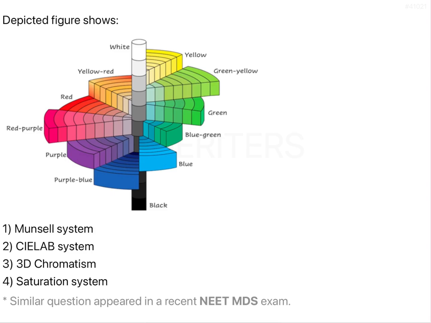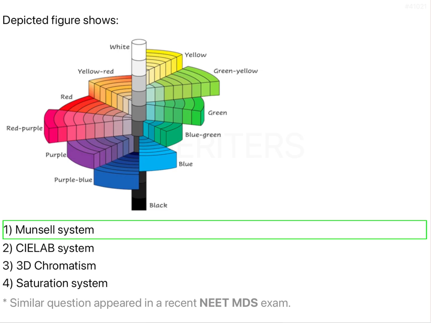The depicted figure shows: option 1, Munsell system; 2, CIE LAB system; 3, 3D chromatism; or 4, saturation system. So this question and this color system is extremely important. Now this has a single answer which is very evident, that this is the Munsell system. Alright, so now let me explain what the Munsell system actually is.